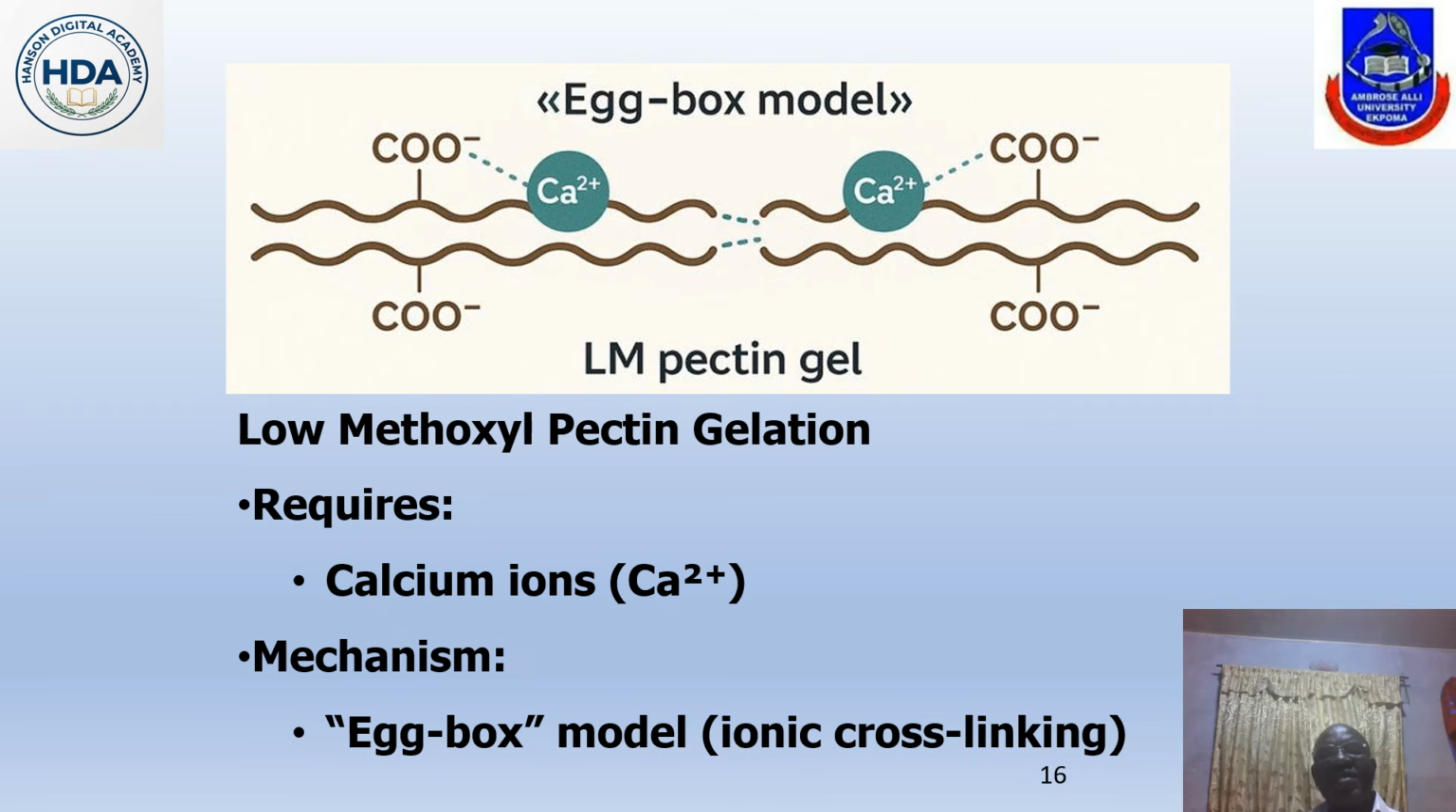On the other hand, low methoxyl pectin requires calcium ion to be able to cross-link with carboxyl ion to form gel.